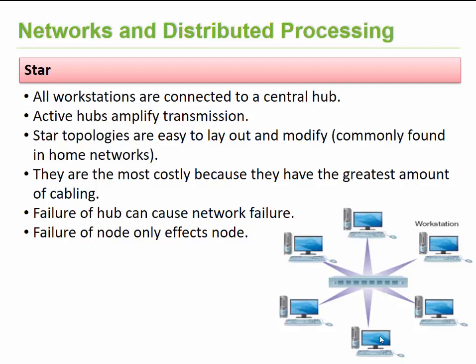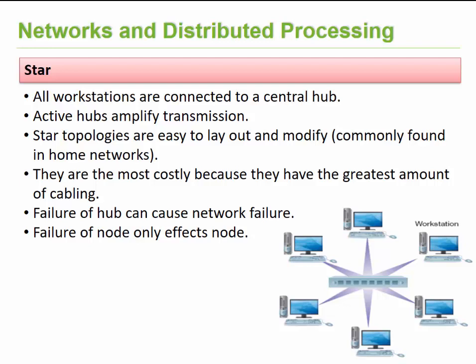The disadvantages are that they are the most expensive because they have the greatest amount of cabling. The failure of the central hub can cause the whole network to fail because nobody would be able to communicate. If any of the nodes fail, only that node would be affected, so the rest of the nodes would still be able to communicate. So the main things are it's relatively easy to create and lay out, but it's costly, and failure of the central hub can cause total network failure.